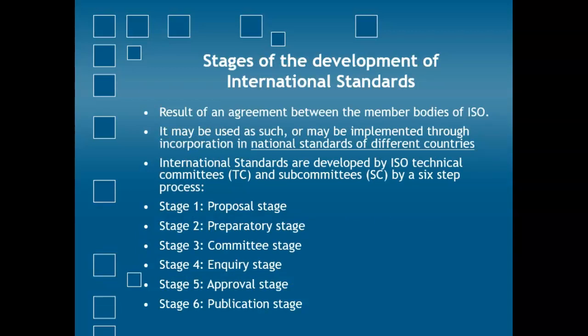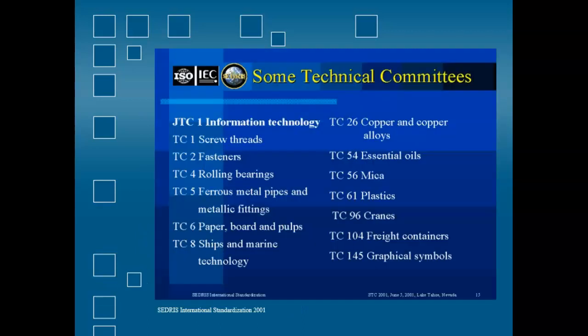Okay, so there's different stages that they have for development. So they have a process. Processes are really important. So there's the proposal stage, a preparatory stage, committee, inquiry, approval, and then lastly, they are published.